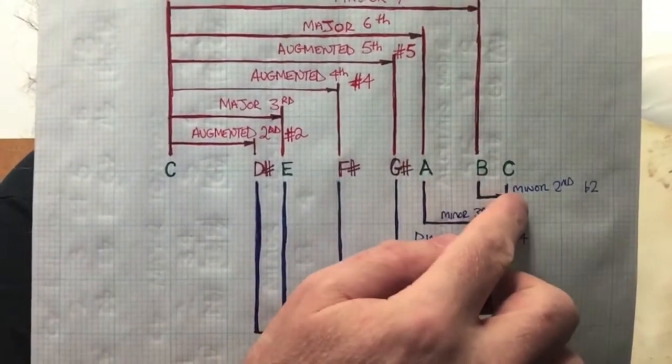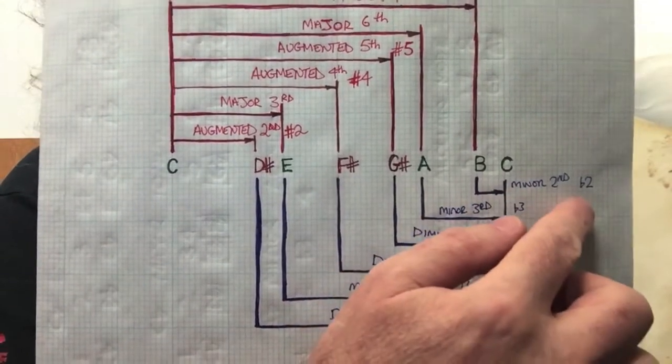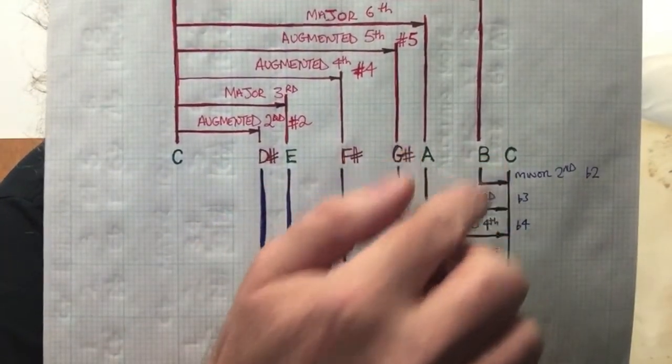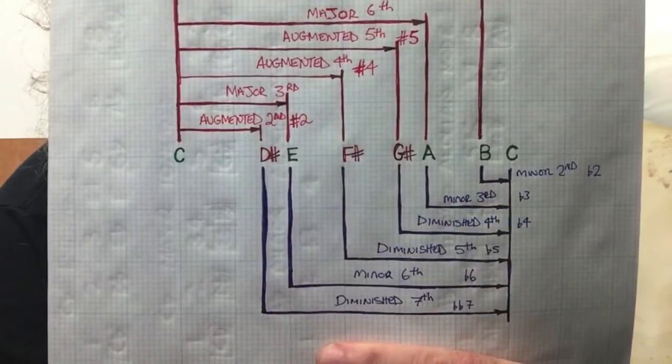Okay, so B to C we know is a minor second or flat 2. A to C is a minor third or flat 3.